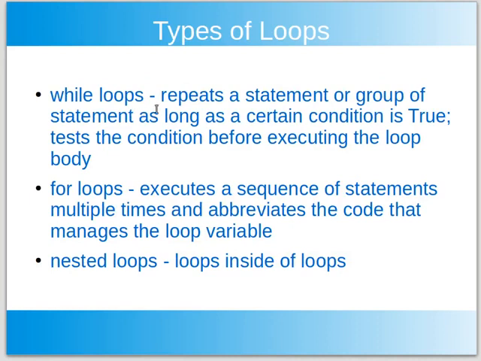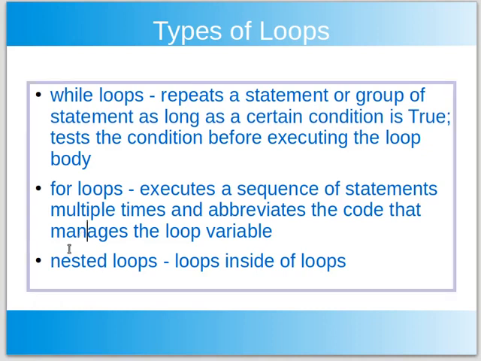For while loops, it repeats a statement or group of statements as long as a certain condition is true. Tests the condition before executing the loop body. For loops execute a sequence of statements multiple times and abbreviate the code that manages the loop variable. So a lot of those are going to be either you're going over a string or through a list or something like that. Also things that are going to be covered in future lessons. And nested loops are simply loops inside of loops. So it could be a while loop inside of a while loop inside of a while loop.